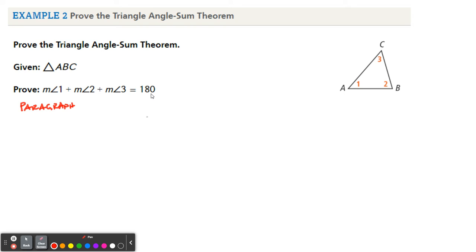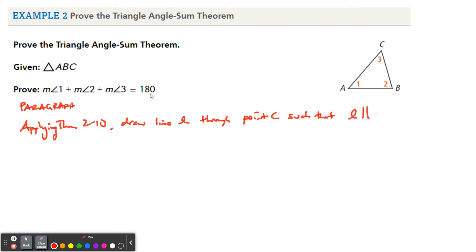So the first thing we're going to do is apply Theorem 2-10 from 2 slides ago. Applying Theorem 2-10, draw line L through point C such that L is parallel to segment AB. So that's our first step.